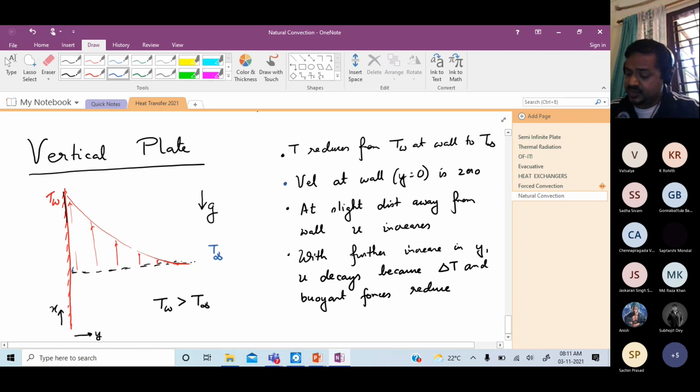So therefore, unlike forced convection, where the velocity changes from 0 to a maximum value, here the behavior is somewhat different. What happens is it increases and then it falls again and reaches a value of 0.